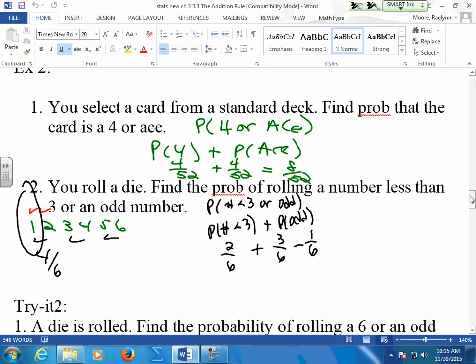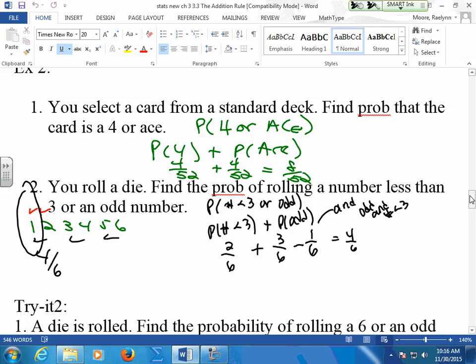This is the and condition. When it was an odd number and a number less than 3. This gives me my 4 out of 6, or my 2 out of 3. So do you see where that or has an overlap? That's the one we're looking for. Yes, the 2 out of 3. The thing is, don't reduce these as you go, because when you're adding fractions, you want to keep the same denominator. So don't reduce till the very end.